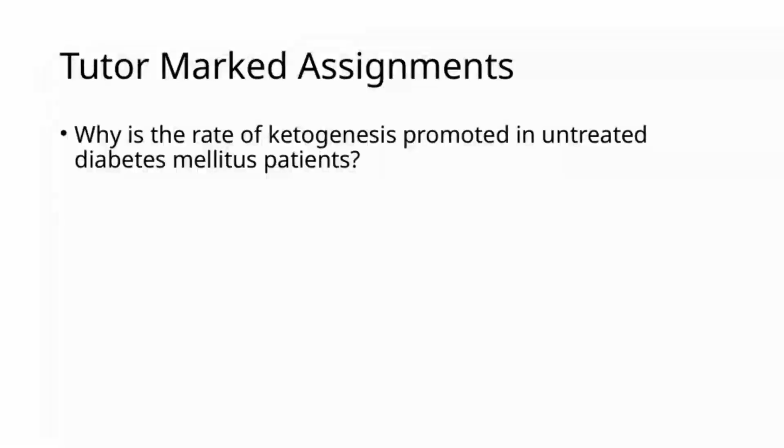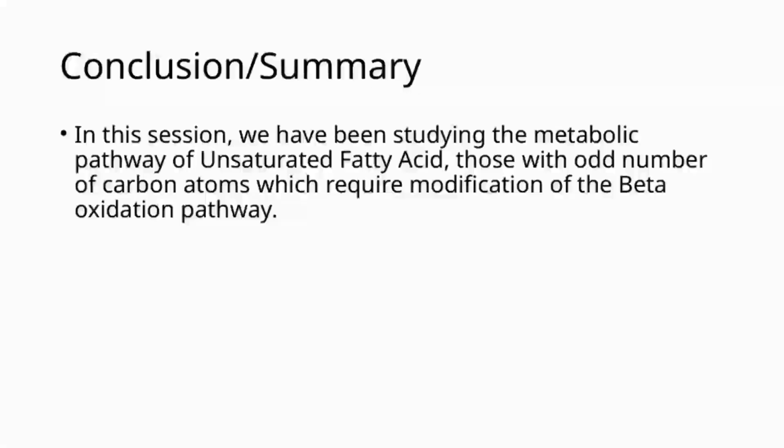In this session, we have been studying the metabolic pathway of unsaturated fatty acids, those with an odd number of carbon atoms, which require modification of the beta-oxidation pathway. So, to summarize, the key points are that unsaturated fatty acids follow a somewhat different route compared to saturated ones, especially when they have odd numbers of carbons. We saw that these odd-chain fatty acids need special enzymes to handle their unique structure, particularly during beta-oxidation. This modification is crucial because it ensures complete breakdown and proper energy extraction from these molecules.